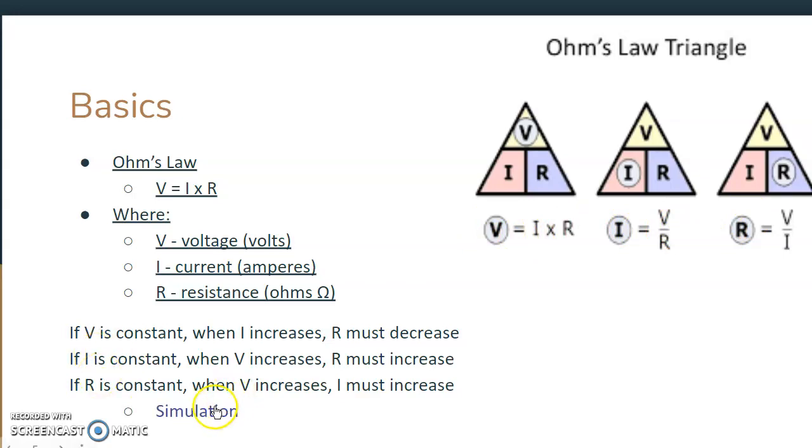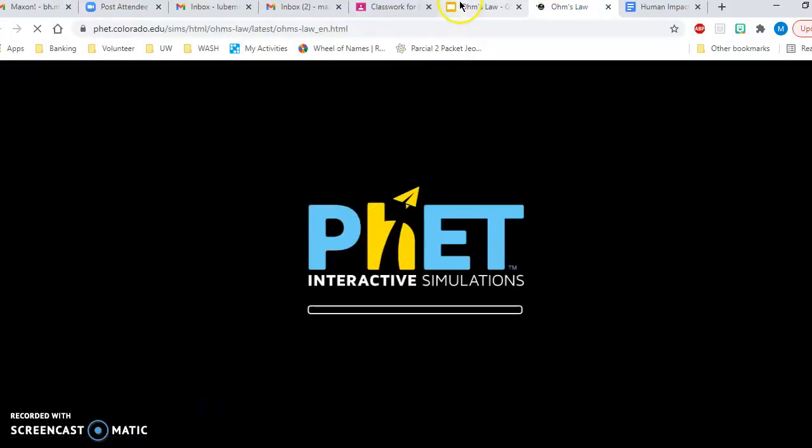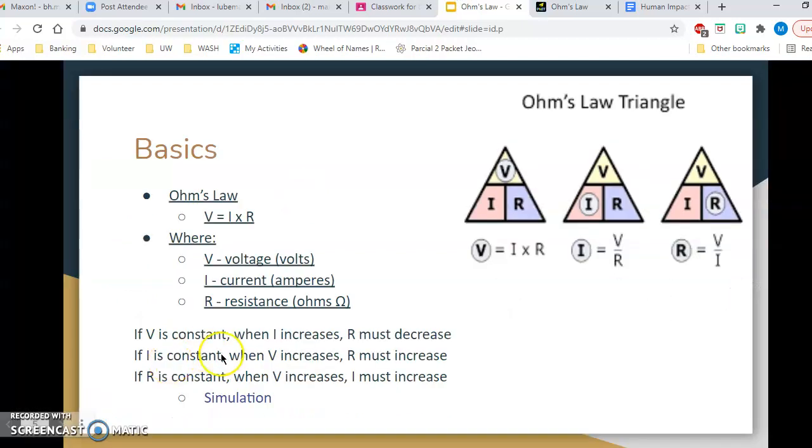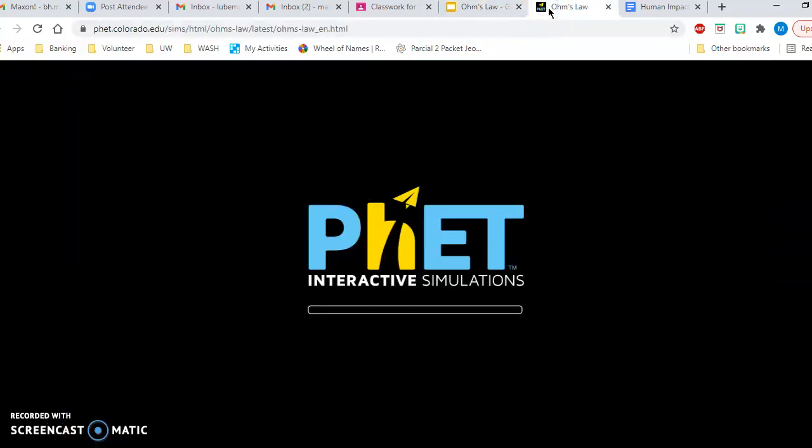Oh wait, we got a quick simulation here. This simulation is going to talk about some of these relationships we have, where if our voltage is constant and we increase our current, then our resistance must decrease. So let's take a quick look at these once we can get this to load.